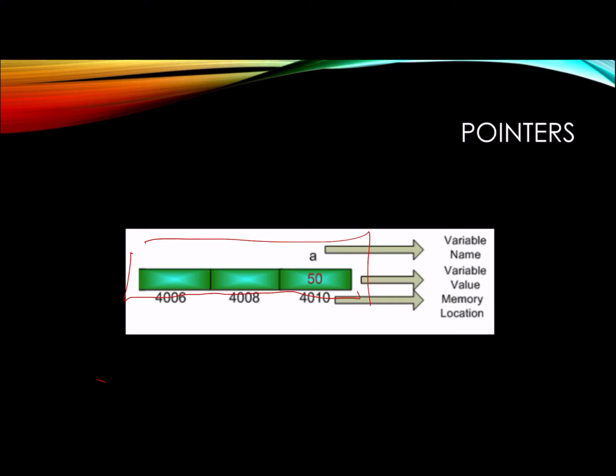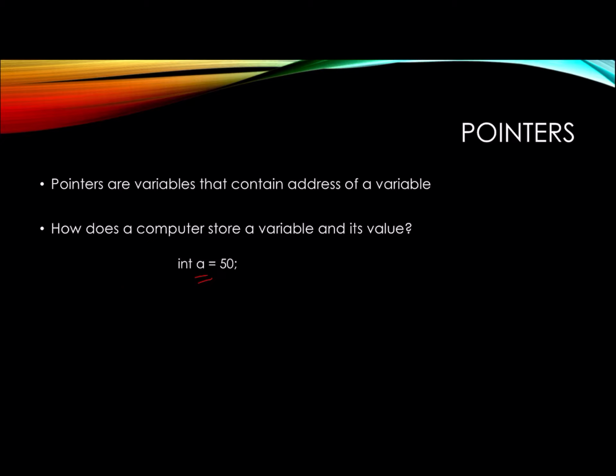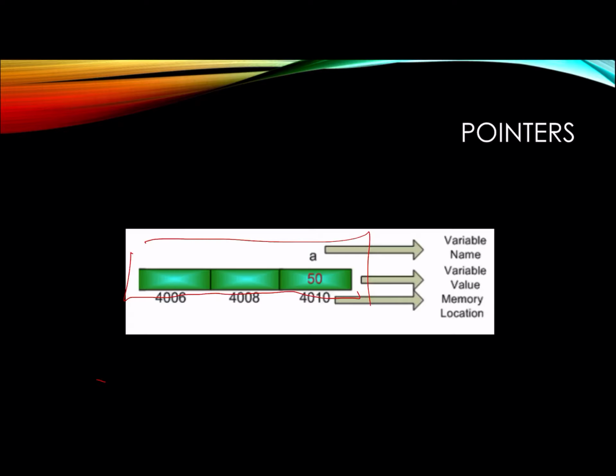Let's just imagine that this is how RAM is logically designed. When you use variables, you use a portion of RAM, a portion of your computer's memory. And if we go back here, we have used a variable a, which has a data type of integer. We put 50 into that, and how it looks in the computer memory is something like this. It may go to 4010. 4010 would be the memory location, a would be the variable name, 50 would be the variable value.